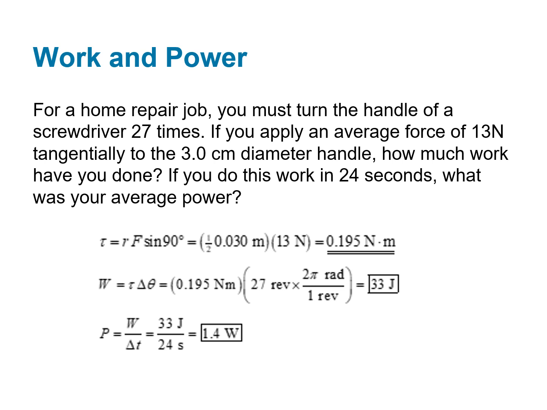So for work, I'm going to take torque times my radians. So there's my torque. My radians is going to be 27 times, or 27 rotations, and I have to change that into radians, so I multiply by 2 pi to get 33 joules of work. And then to find my power, I take work divided by time, so 33 divided by my time at 24, and that gets me 1.4 watts.